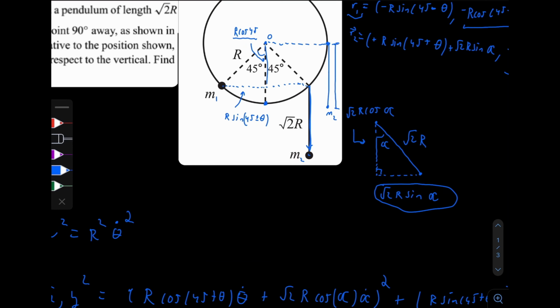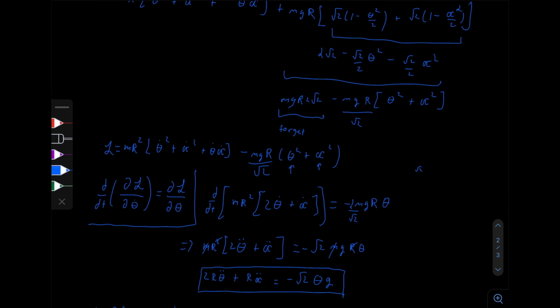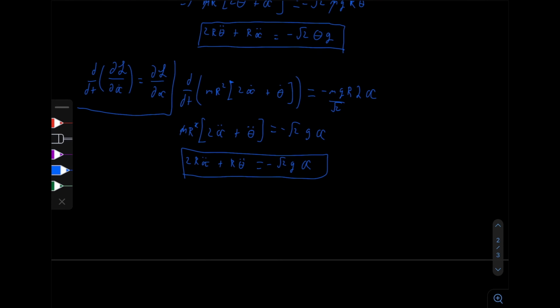And then another mode is if M1 is going to the right and M2 is going to the left. So that's another normal mode. And then the chaotic behavior that you see of the two objects is actually just a combination of those two frequencies. So how do we do this?